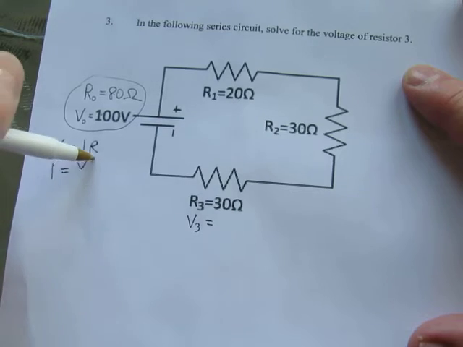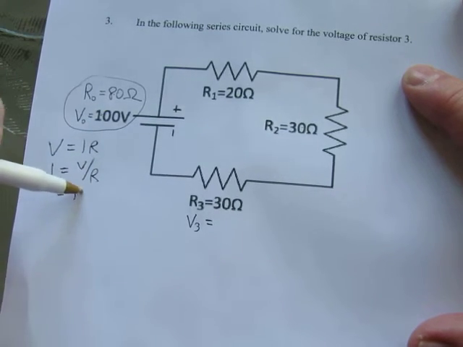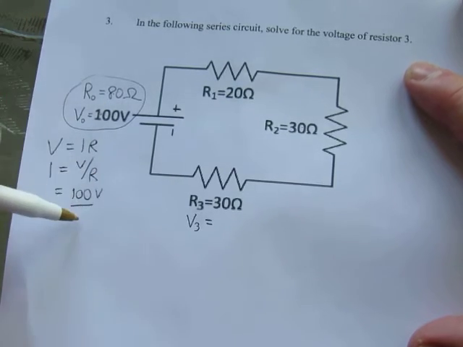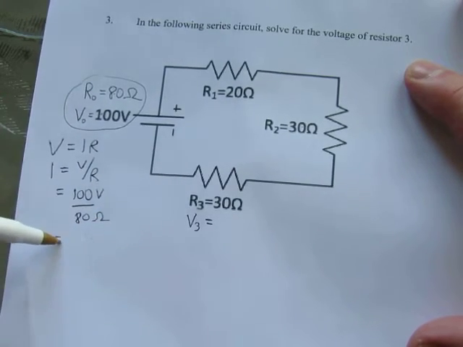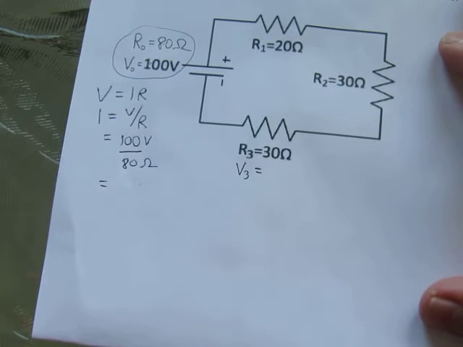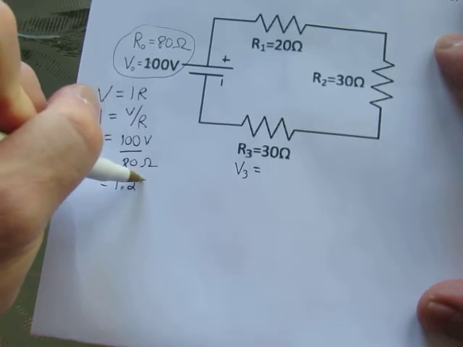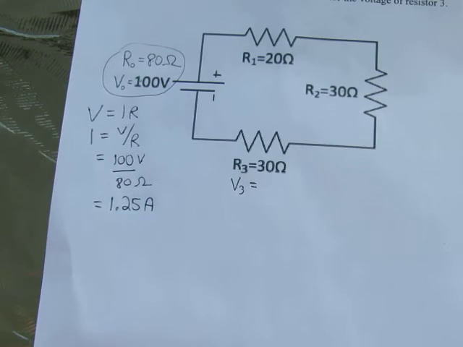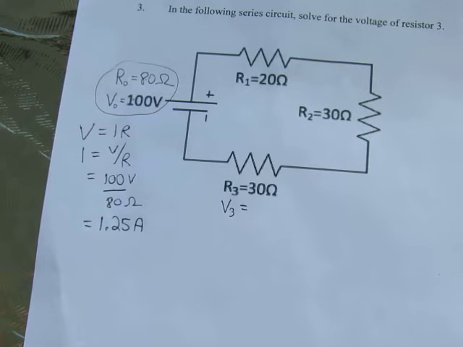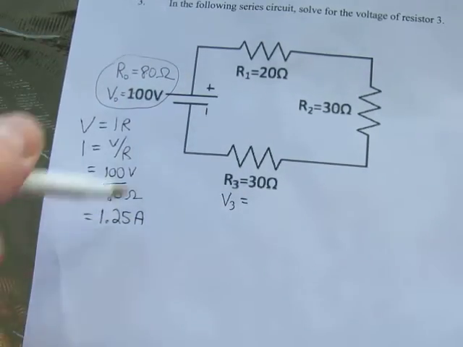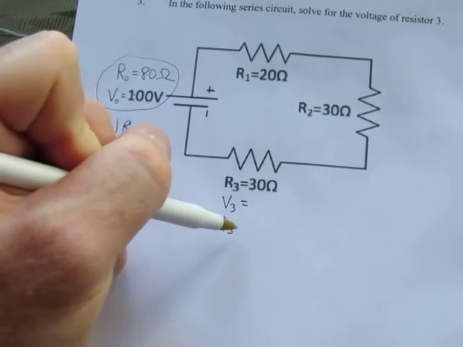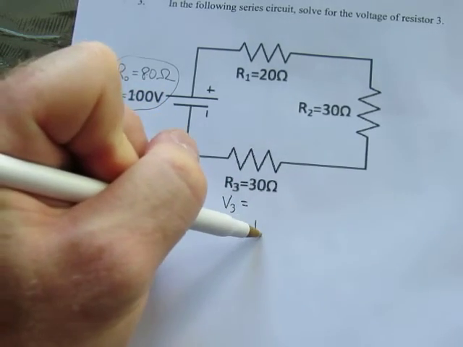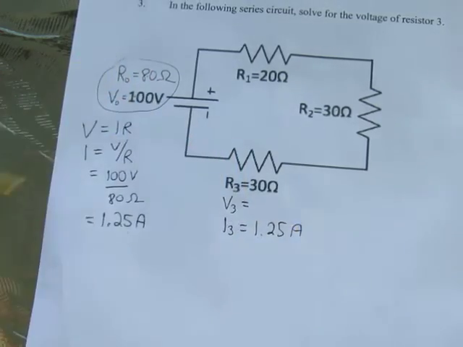I equals V divided by R. The voltage is 100 volts. The resistance is 80 ohms. And I'm going to use a calculator because I want to make sure I get that right. 100 divided by 80 is 1.25. So there's 1.25 amps of current flowing out of the battery. And this is a series circuit. So that means that 1.25 amps is going to be 1.25 amps everywhere in the circuit. And when the current flows through resistor number 3, it's still going to be 1.25 amps.